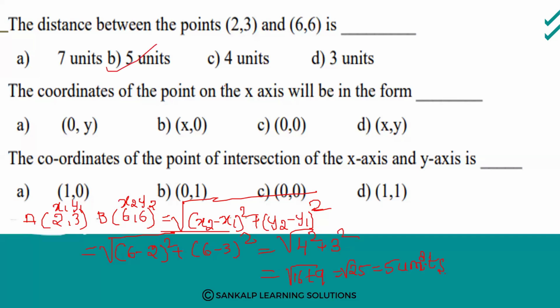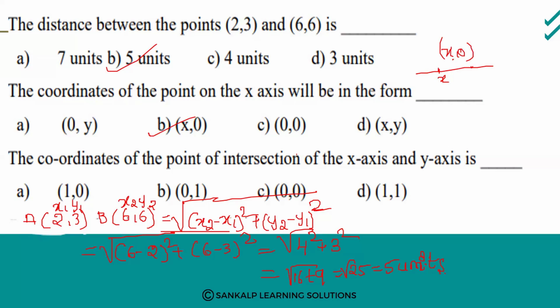Coordinates of the point on the x-axis will be in the form. Yes, the coordinates of the point on the x-axis will be x, 0, right? So on the x-axis you will have x value, but y value is 0. Therefore, you will get x, 0.